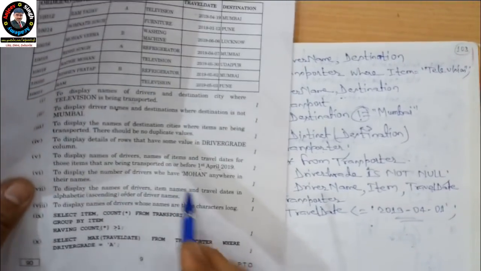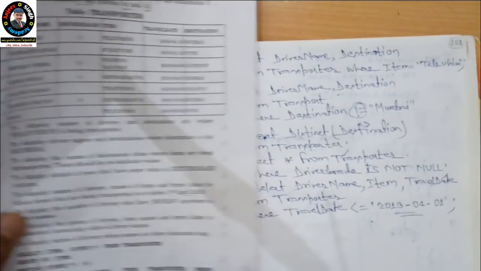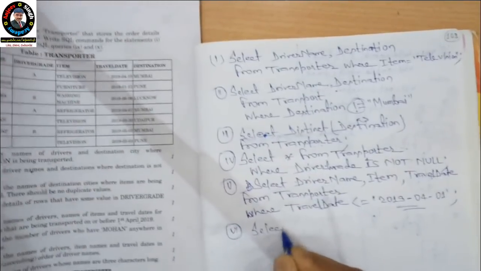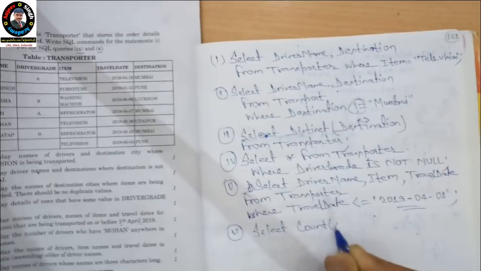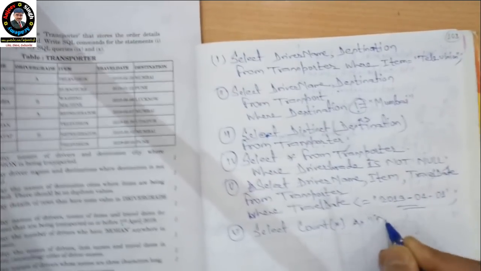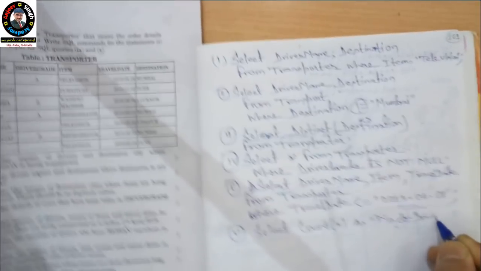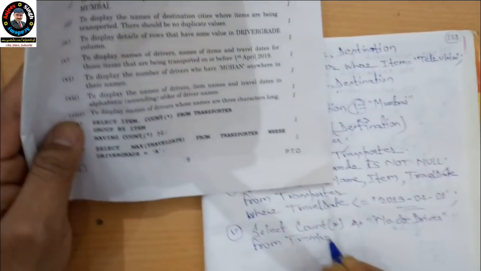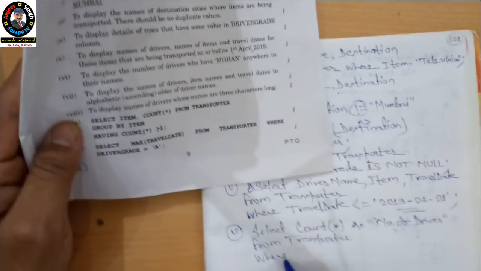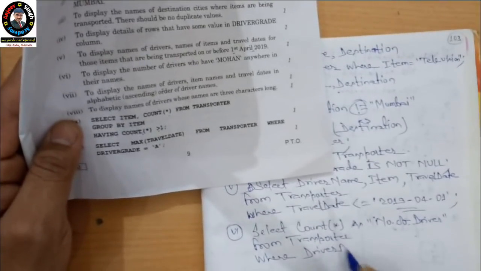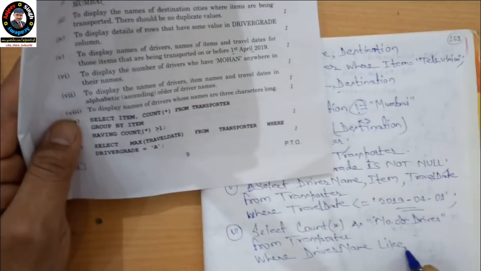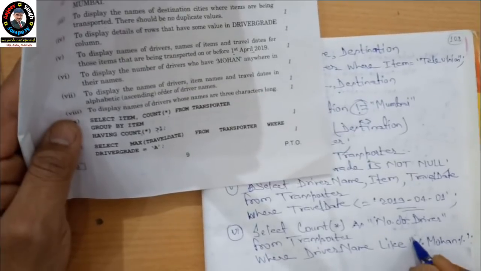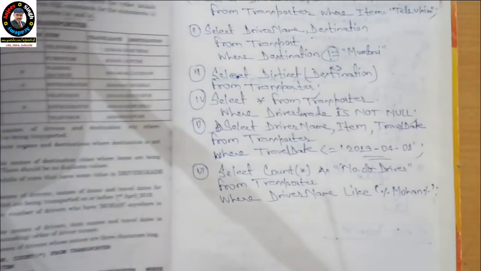To display the number of drivers who have Mohan anywhere in their name. Means you have to display number of drivers. So you can write here select count(*) as number of driver from transporter where driver name like '%Mohan%' and semicolon. So this is the answer of this question.